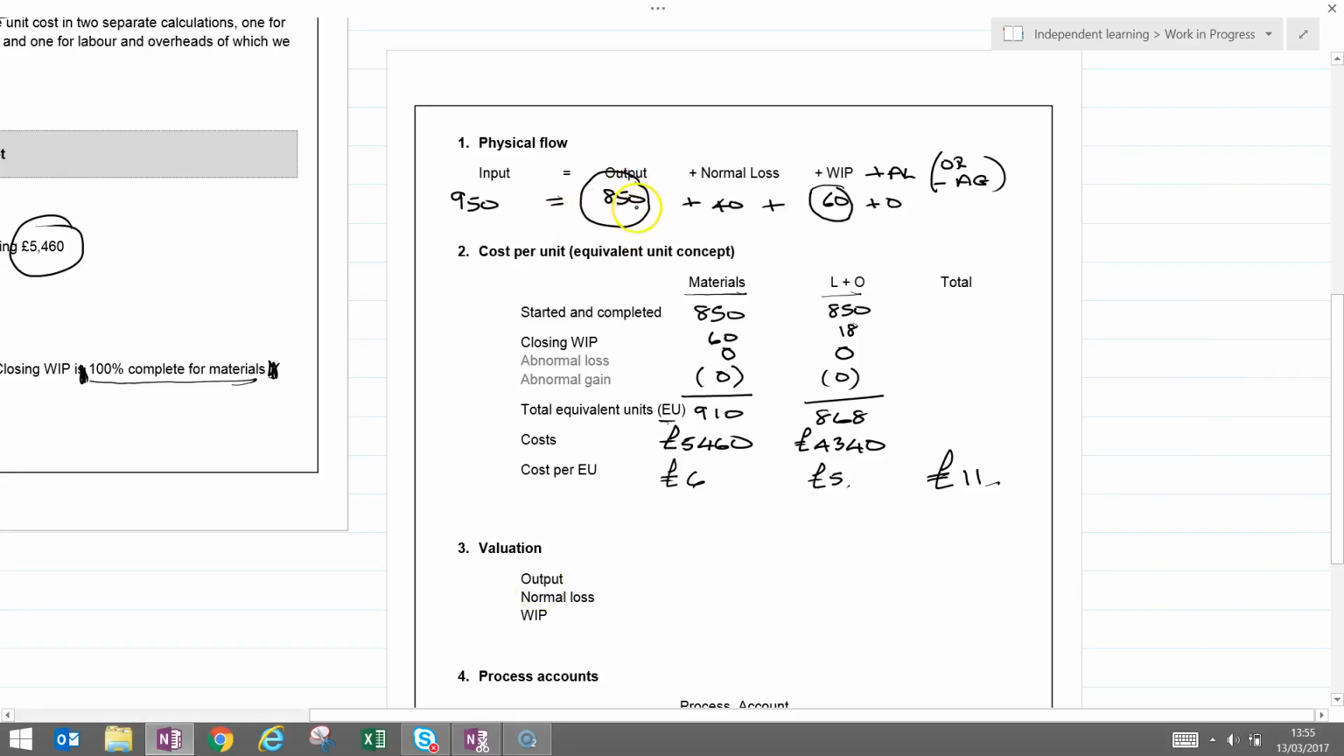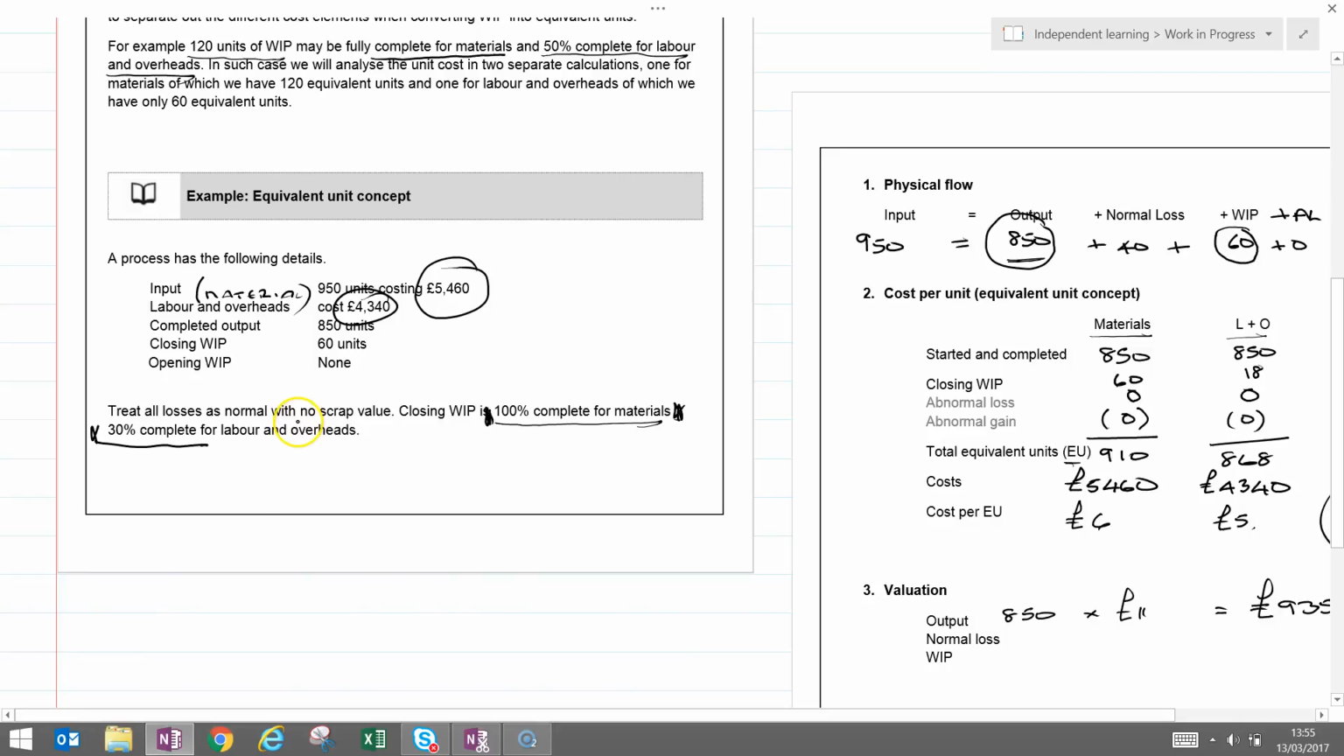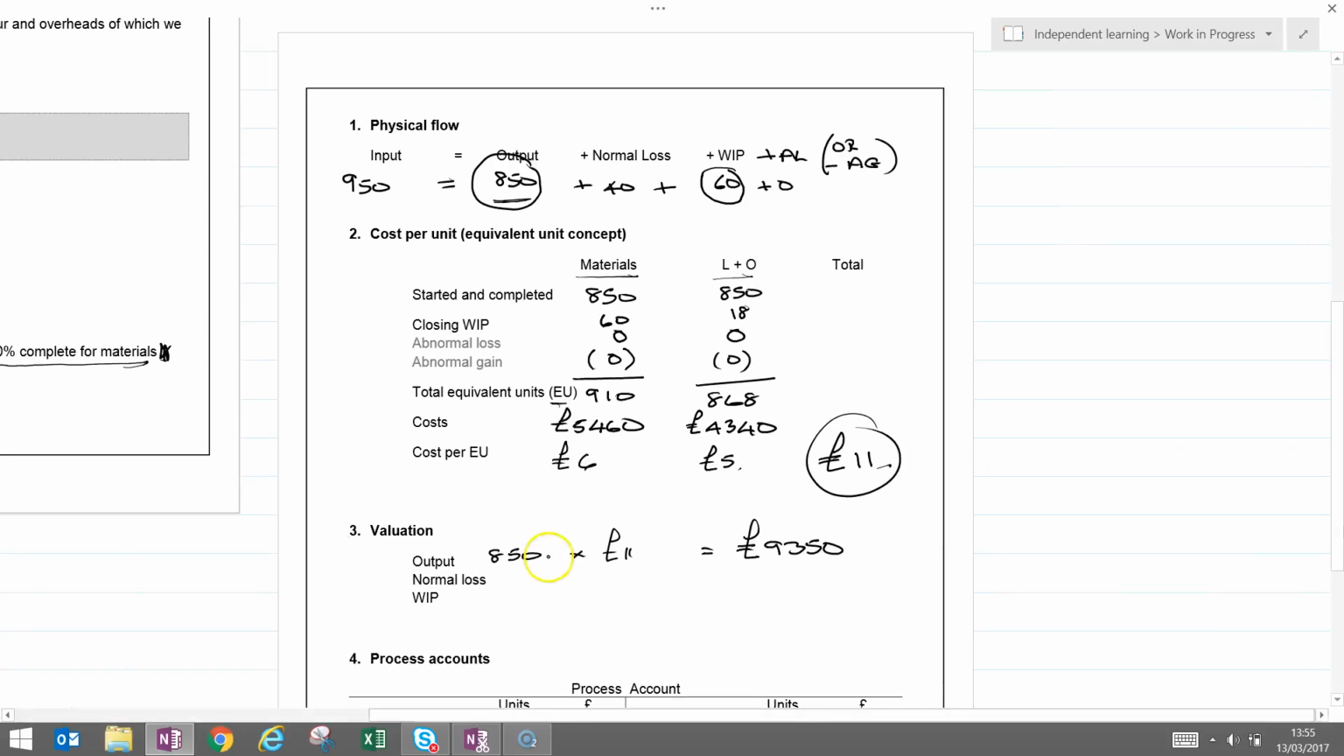We're going back to the physical flow. Our output, 850 units, cost per unit £11. Normal loss, same rules apply as before. Normal loss only has two possible valuations, either 0 or scrap value. We're told normal loss, no scrap value, so therefore our normal loss is valued at 0.